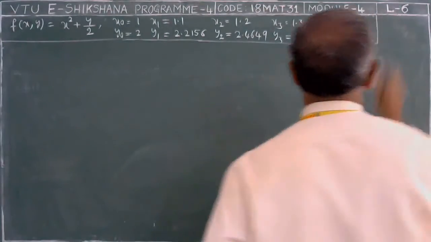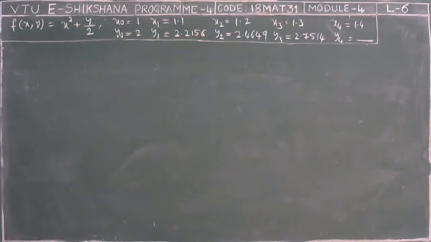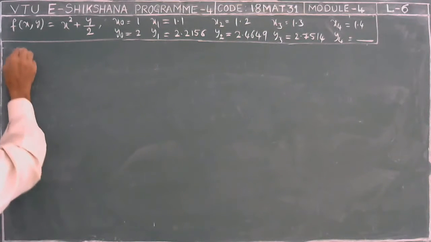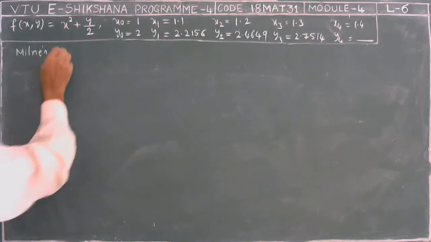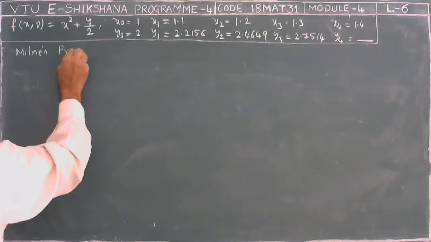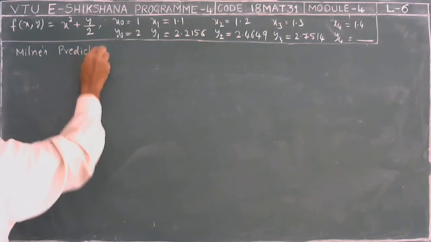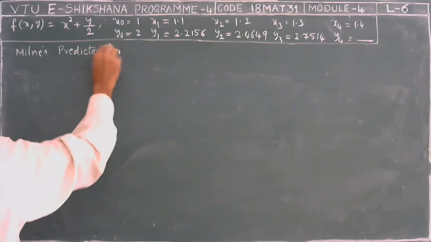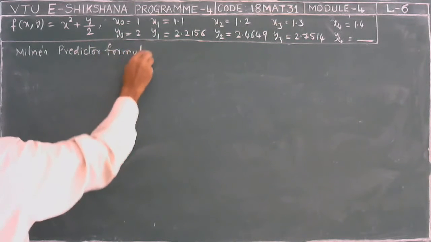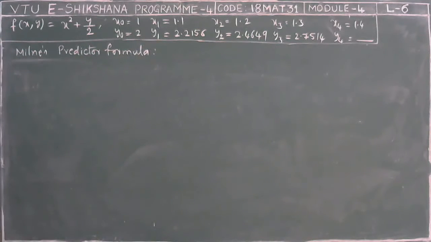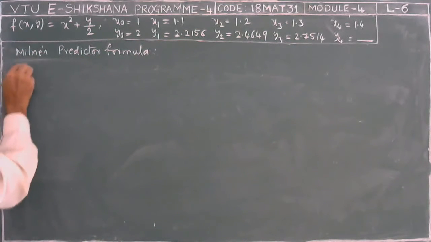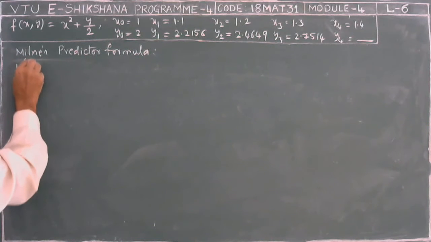Okay, this is the data. Let me apply Milne's predictor formula to predict the value of y at x equal to 1.4 first. Now this formula you have to remember. This is given by y4p, where p stands for predictor.